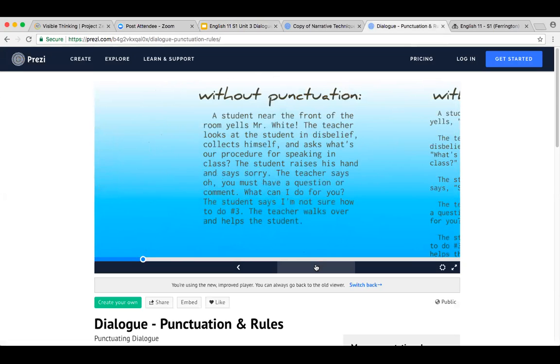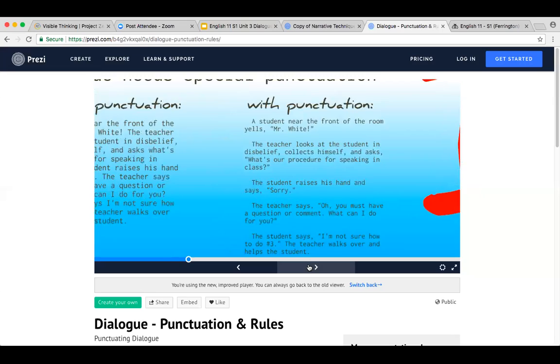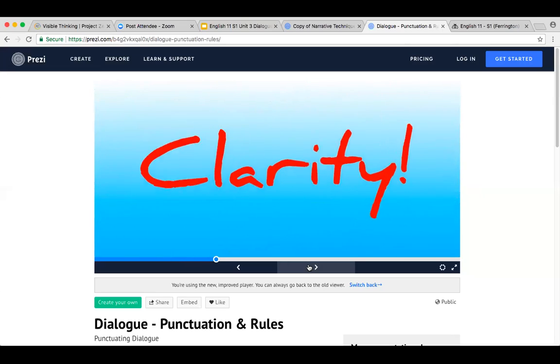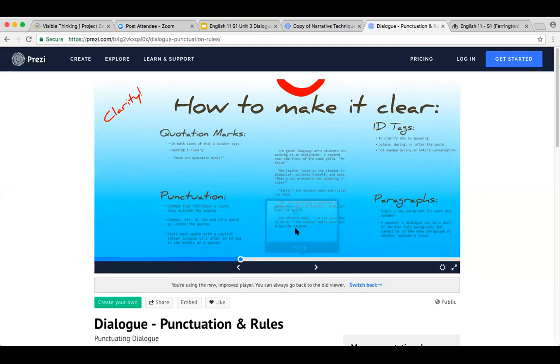Without punctuation, your dialogue is really more difficult to read. If you use punctuation in your dialogue, you can see that the people's individual talking is a lot easier to see. You can see who's talking, what their actions are, and it just makes it look nicer. So when you're writing your personal narrative, you're going to make sure that you write yours correctly. It gives clarity, and we're going to talk about how to make it clear.